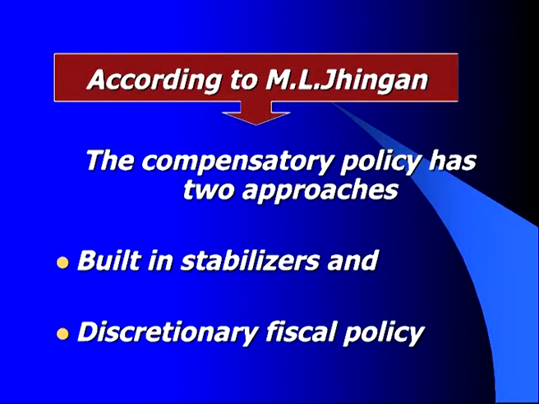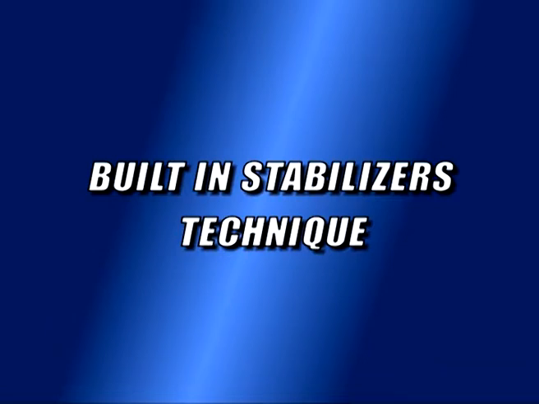According to M.L. Jhingan, the compensatory policy has two approaches, and these two approaches are built-in stabilizers and discretionary fiscal policy. Let us discuss the built-in stabilizers in detail.